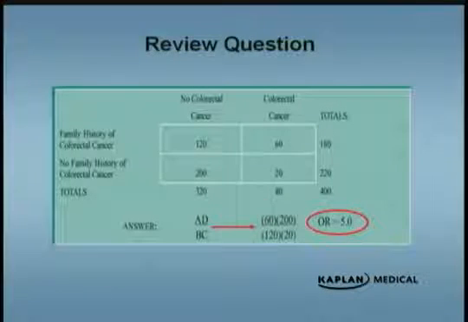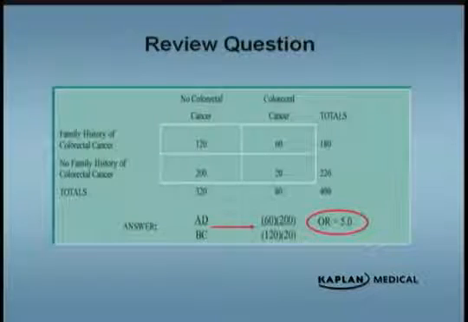But let's talk about what it means when we actually get an odds ratio number. Odds ratio equals 5. What does that mean? Well, you can hear it read one of two ways. Both are correct, but one is best. One way you're going to hear this read is, if you have a family history of colorectal cancer, you're 5 times more likely to have it yourself. And that's okay, but it's not best. Best is, if you have colorectal cancer yourself, you're 5 times more likely to have had a family history.